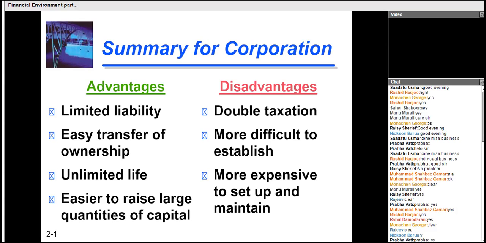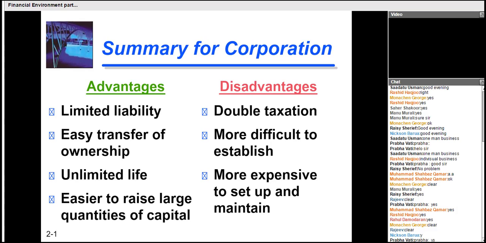So the advantages: your liability is limited, and easy transfer of ownership. That's why I told you in the proprietor case and in the partnership case, the transfer is difficult, because those businesses are owned by normal people, by partners or by one proprietor. But a corporation is not owned that way, so it is very easy to transfer by documentation. If the documentation is done, the business can be transferred easily. So, easy transfer of ownership, and unlimited life.